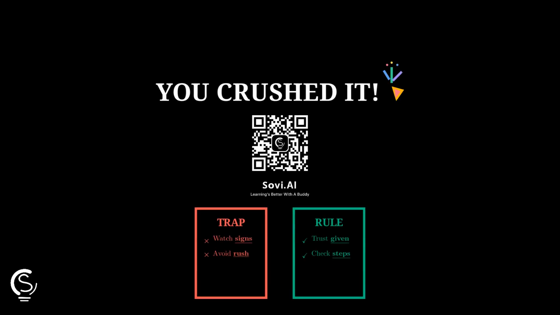Well done, option B. Scan now, watch signs, avoid rush. Trust given information and check steps, because derivative behavior controls the original graph.